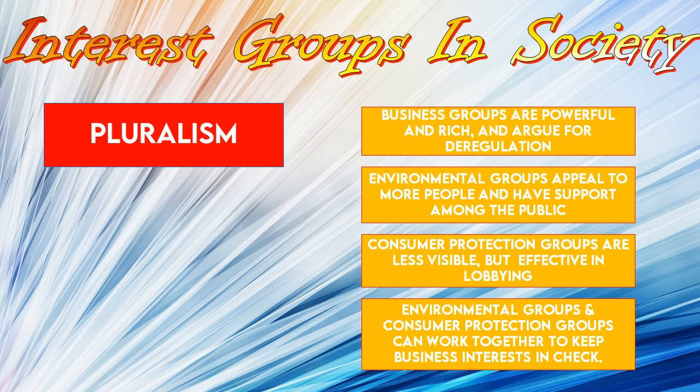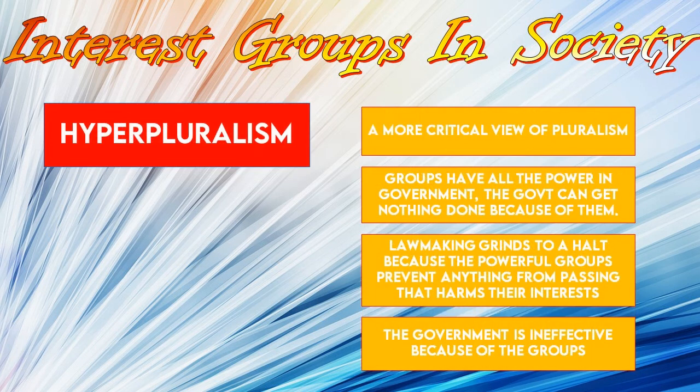And so while the business groups are huge, powerful, have a lot of money that they can use to impact policy, the environmental groups and the consumer protection groups can work together to limit the power of these business interests. So that's what we're seeing with pluralism. We're seeing groups limiting each other's power. It's good for us to let a variety of groups exist because they will keep each other from being able to dominate politics. Hyperpluralism is a more critical way of looking at the same ideas here.